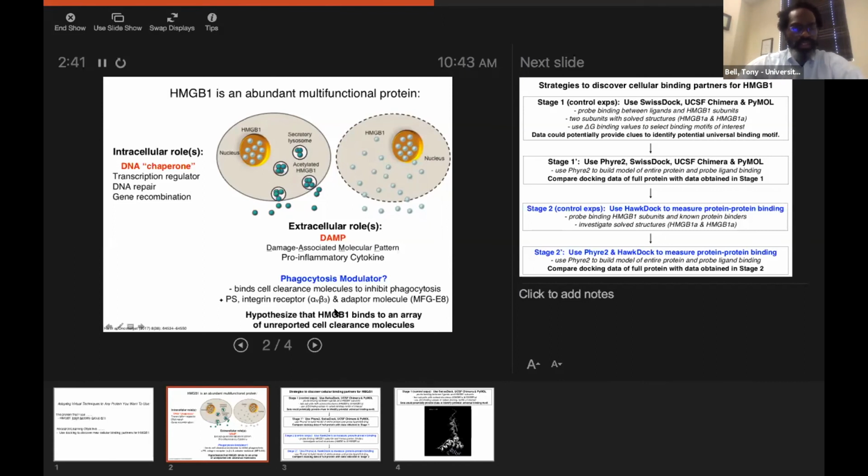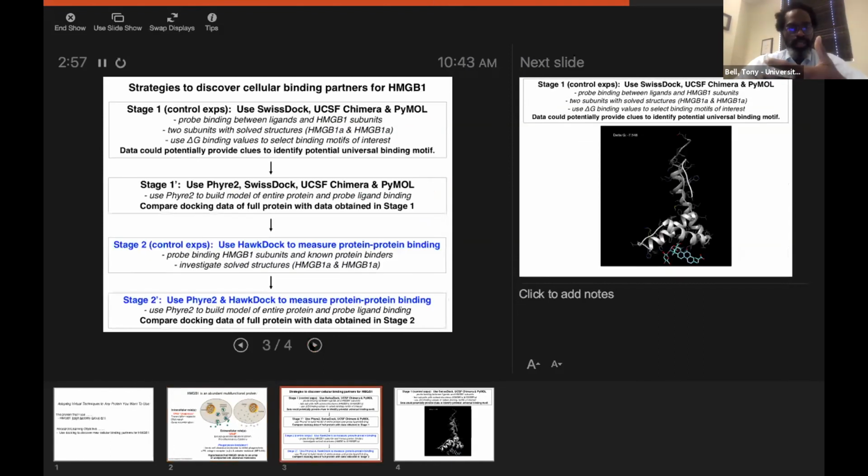Our hypothesis is that this highly abundant, multifunctional binding protein more than likely binds to many more cell clearance molecules beyond the ones that have already been characterized. That's what brings us to merging my research endeavors with what we did in the lab: using computational techniques to help discover new cell clearance binding partners for this protein.